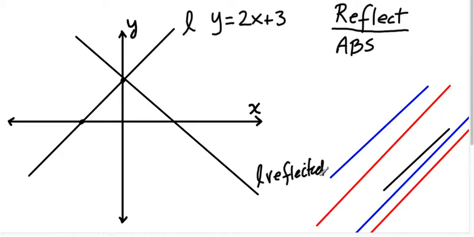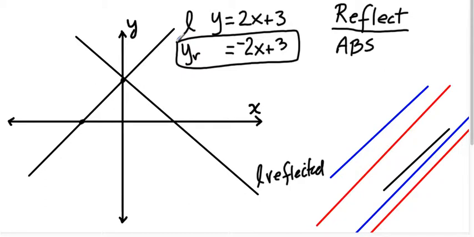What's the equation of line L when it's reflected about the y-axis? When you reflect about the y-axis, you change the slope negatively, but keep the y-intercept. So this is a y reflection.